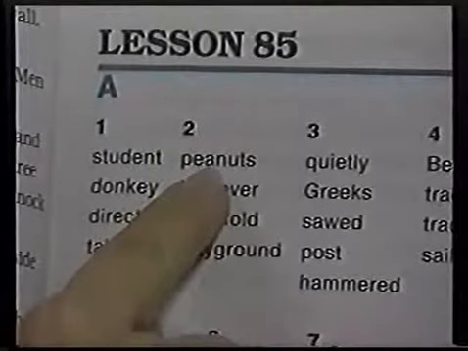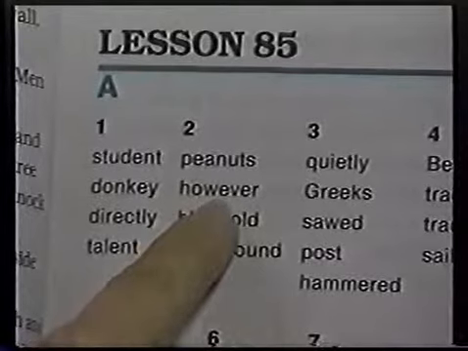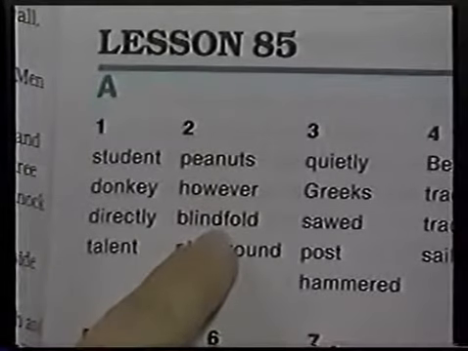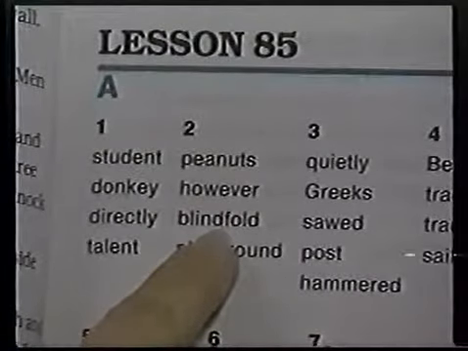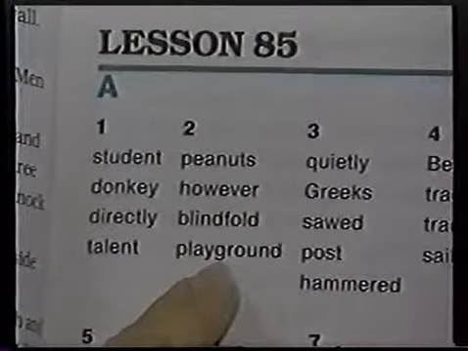Let's go up to the top again. First word. What word? Peanuts. Next word. What word? However. Next word. What word? Blindfold. Next word. What word? Playground. Nice job.